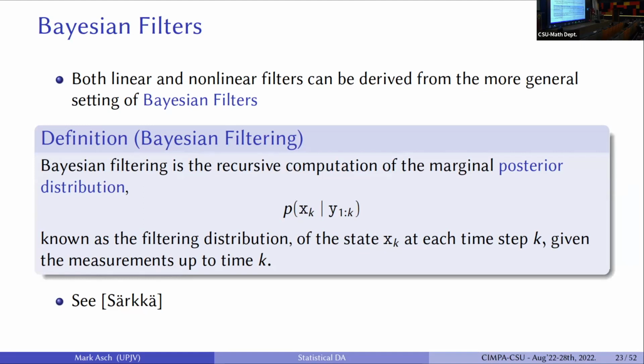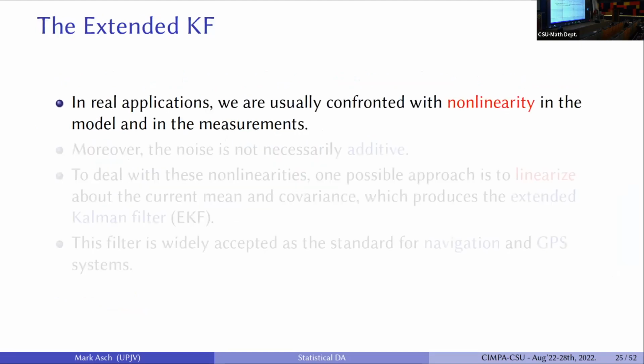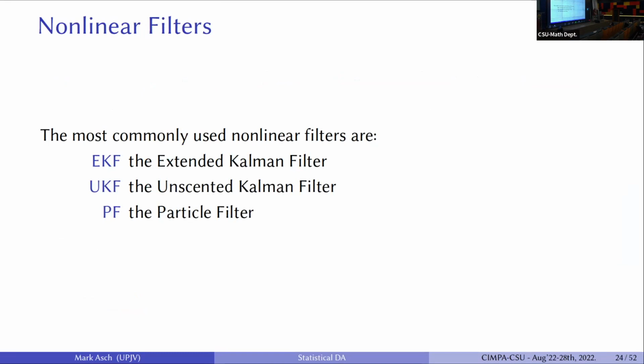So he derives all of Kalman filtering in a much more general theoretical framework, called the Bayesian framework, which enables you to very easily derive linear, which is the Kalman filter, and nonlinear filters and ensemble methods. It's a very, very good book. He has two books in fact. Anyway, there are nonlinear filters. We don't have time to go into them because I want to show you some examples.